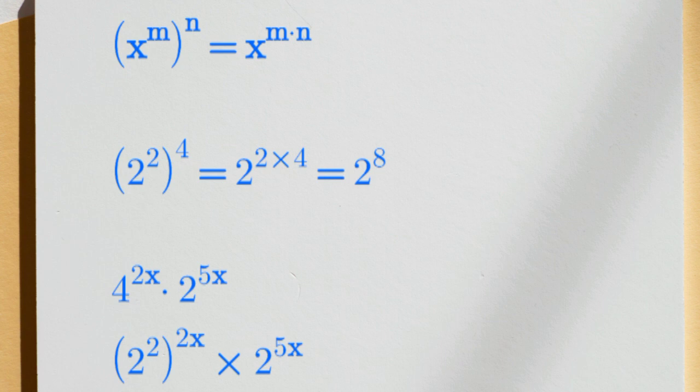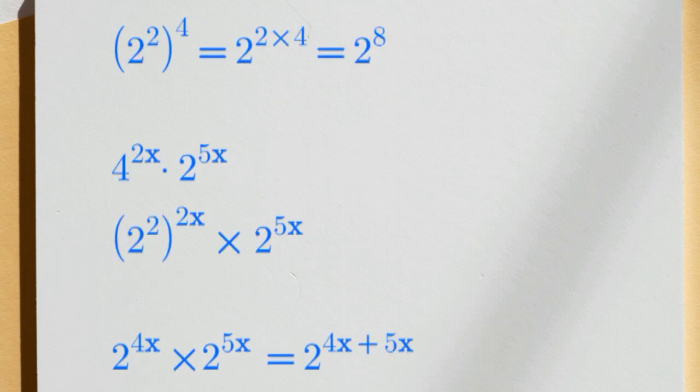So when we multiply our 2 with our 2x, which is our exponent, it is going to give us 4x. So finally our expression is 2 raised to the power of 4x multiplied by 2 raised to the power of 5x. So this is equals to 2 raised to the power of 4x plus 5x, which is equals to 2 raised to the power of 9x.